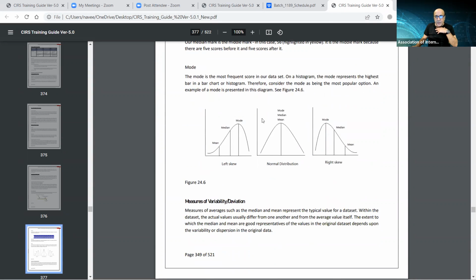Mode is about the frequency with which certain numbers occur, and whether that frequency is high at a certain point. Now let's not get into the mathematical part. Let's look at the visuals.